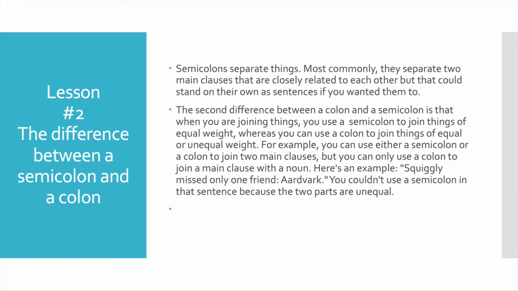For example, you can use either a semicolon or colon to join two main clauses, but you can only use a colon to join a main clause with a noun. Here's an example. Squiggly missed only one friend, aardvark. You couldn't use a semicolon in that sentence because the two parts are unequal.